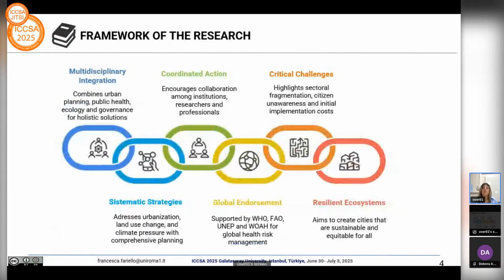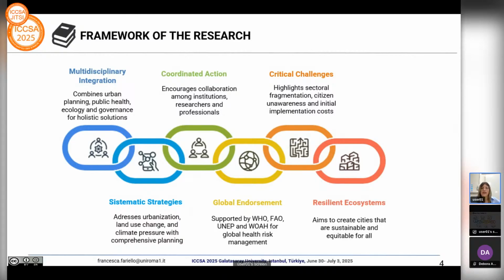So, the Urban One Health approach is framed within the broader global debate on sustainable development, climate adaptation, and urban resilience. It emerges as a response to the critical challenges posed by rapid urbanization and increasing environmental and health pressure on cities. At the global level, international organizations have officially recognized the need for coordinated action to manage health risks across the boundaries between human, animal, and environmental domains.